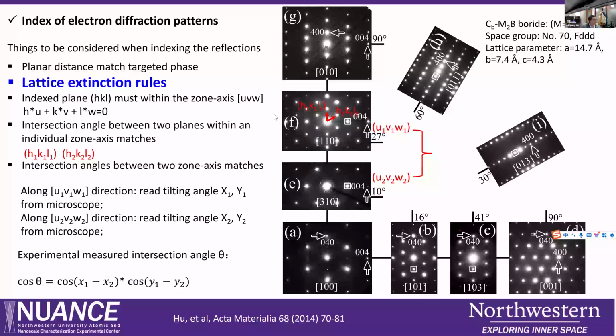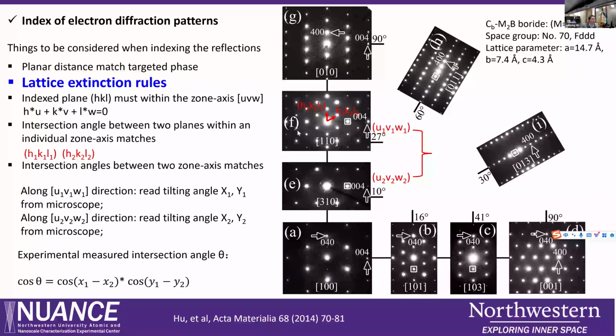Another thing you need to pay attention to is that the intersection angle between two zone axes must match. For example, you can see in F and E, when you take the electron diffraction data, for example the data E, on the microscope software you can find the tilting angle X1 and tilting angle Y1.